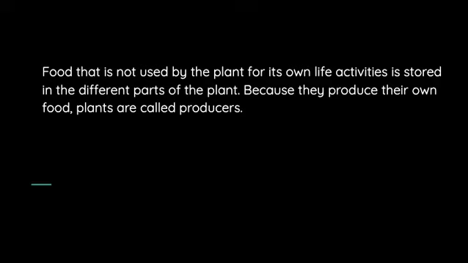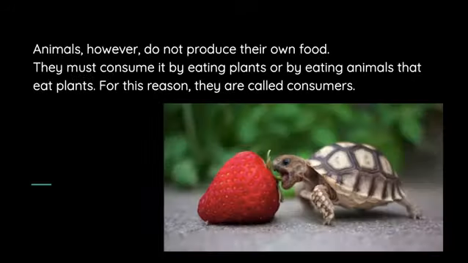So because they produce their own food, plants are called producers. And what happens is those producers help out the animals because they do not produce their own food. They have to consume it by eating plants or by eating animals that eat plants. So for this reason, animals are called consumers. So plants are called producers, animals are called consumers.